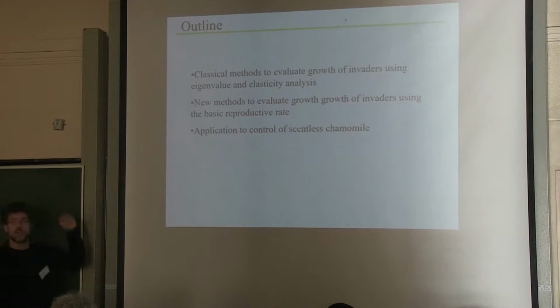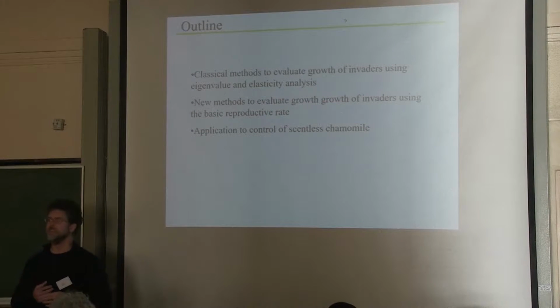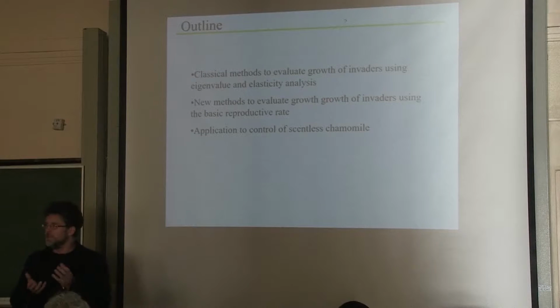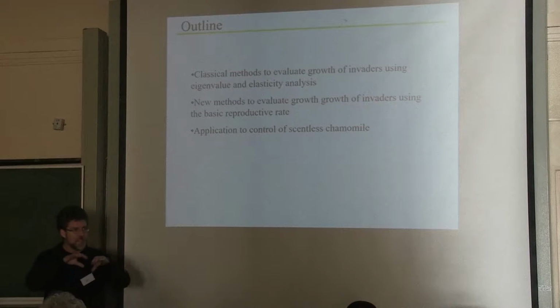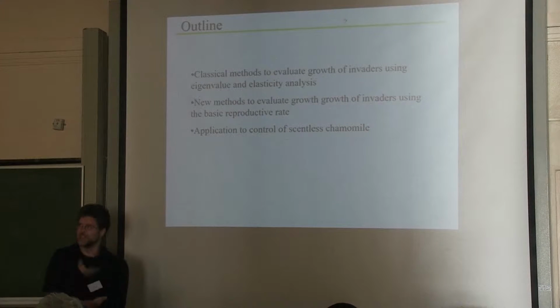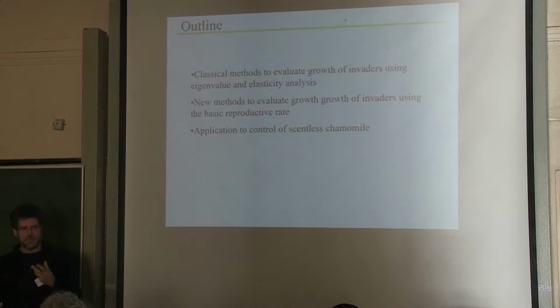Okay, so this is the outline of my talk. I'm going to look at classical methods to evaluate the growth of invasive species. These methods are used very widely by biologists. Okay, so they're very popular, not only to look at whether invaders will grow, but the flip side, if there's an endangered species, they would like to find a way to make sure that it does grow when it's at low levels. And so they may use exactly the same kind of model, but they're asking a very different question.